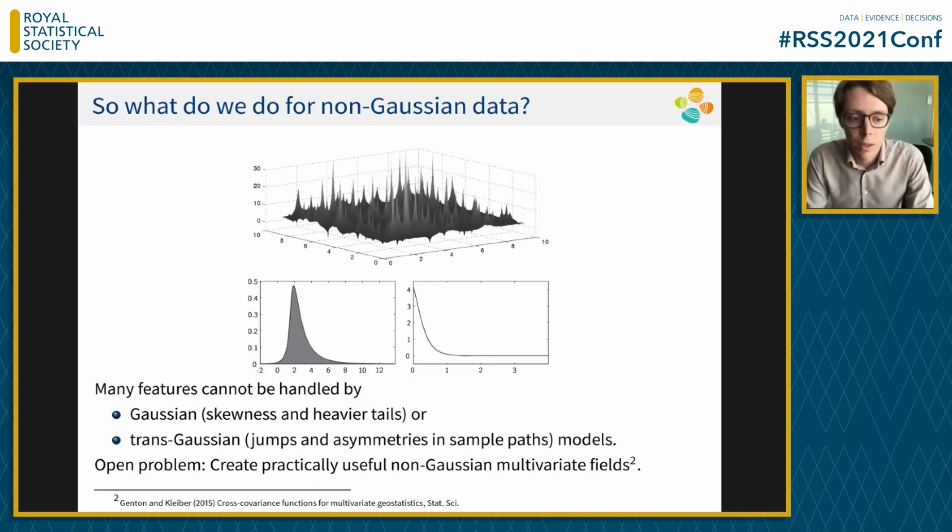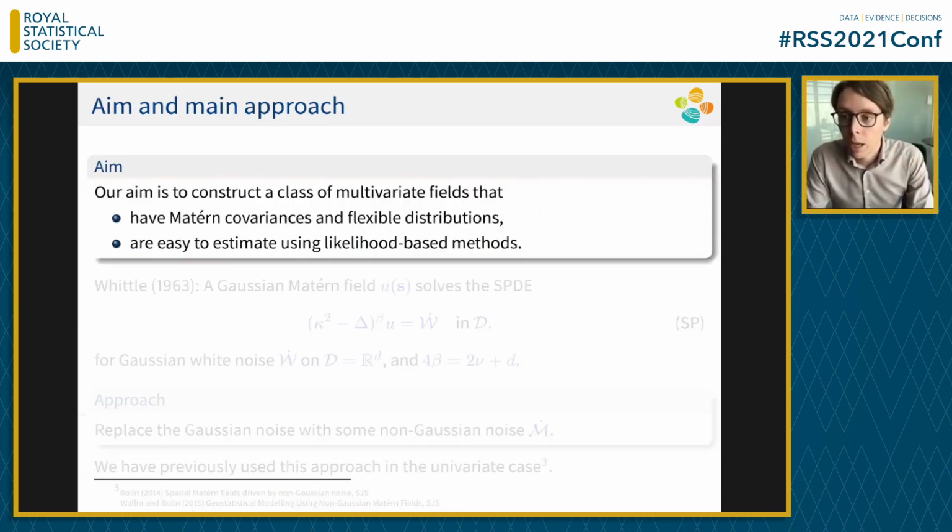So there are many features that cannot be handled by Gaussian or transformations of Gaussian models. For instance, you might have skewness or heavy tails in the marginal distributions, or you could have asymmetries or jumps in the sample paths of the process. So an open problem has been to create practically useful non-Gaussian multivariate random fields. And this was the aim in this paper.